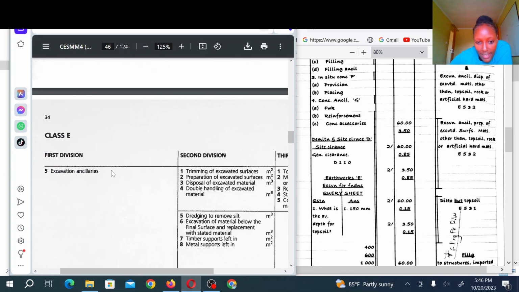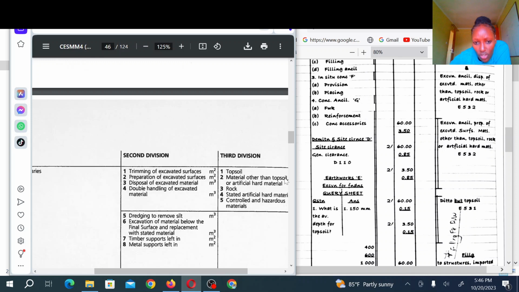So excavation auxiliaries, preparation of excavated surfaces. It shall be E5 to 2, material other than topsoil and artificial hard material. Yes, material other than topsoil, because it will not be preparing anything relating to topsoil. We want to compact the ground, and also we want to support the sides of the excavation.